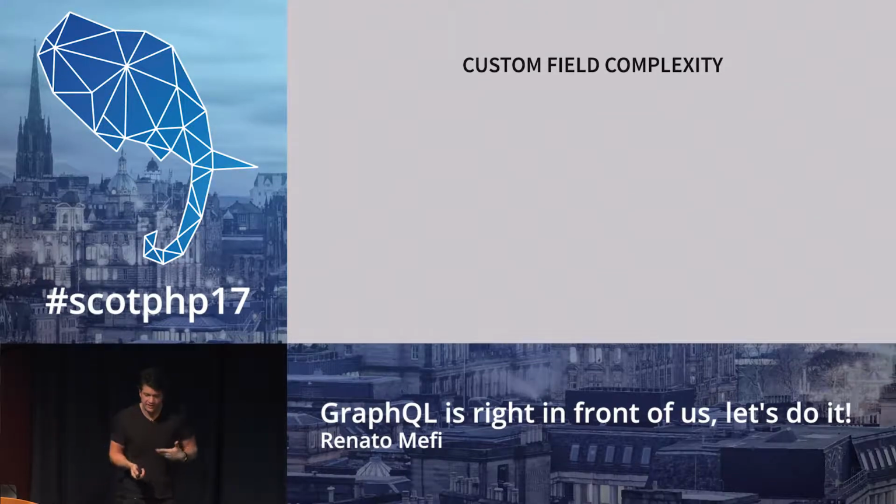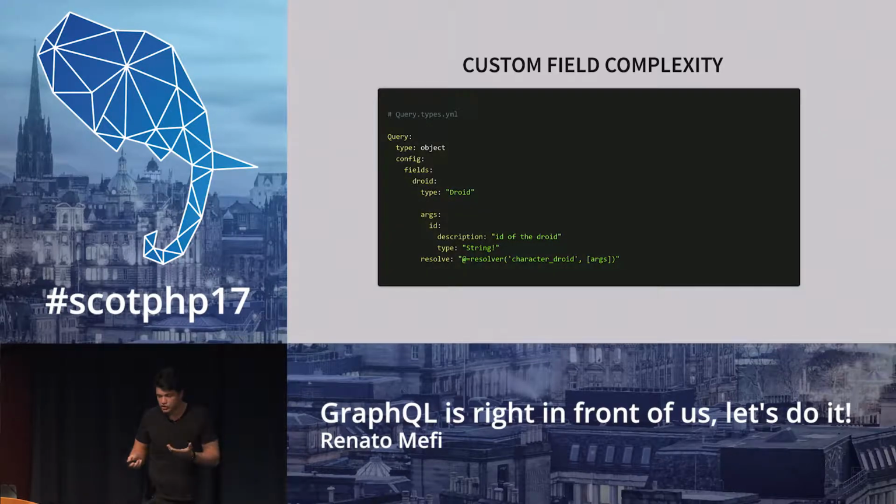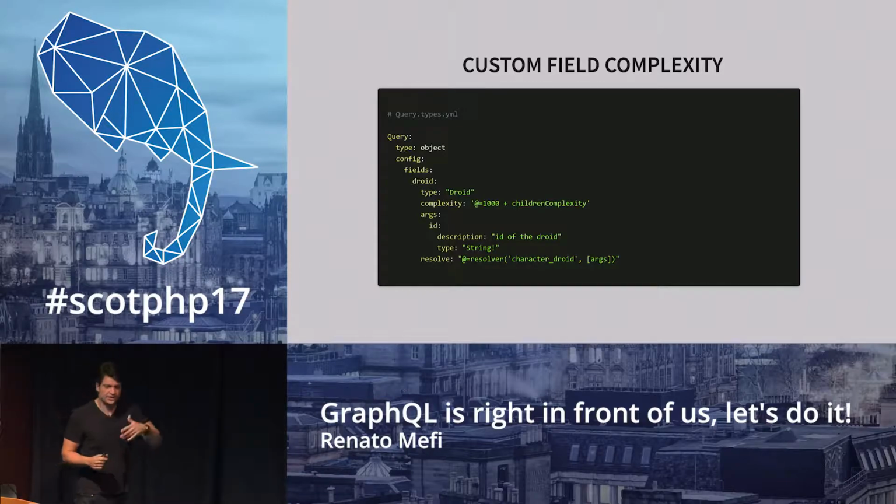But as I said, let's say you have an API calling. So you really want to have some kind of custom complexity to your validation. So when it's a droid, I want to add a static complexity. I'm just guessing a number here. I'm going to add a complexity of 1,000 plus all the children complexity which came before already.